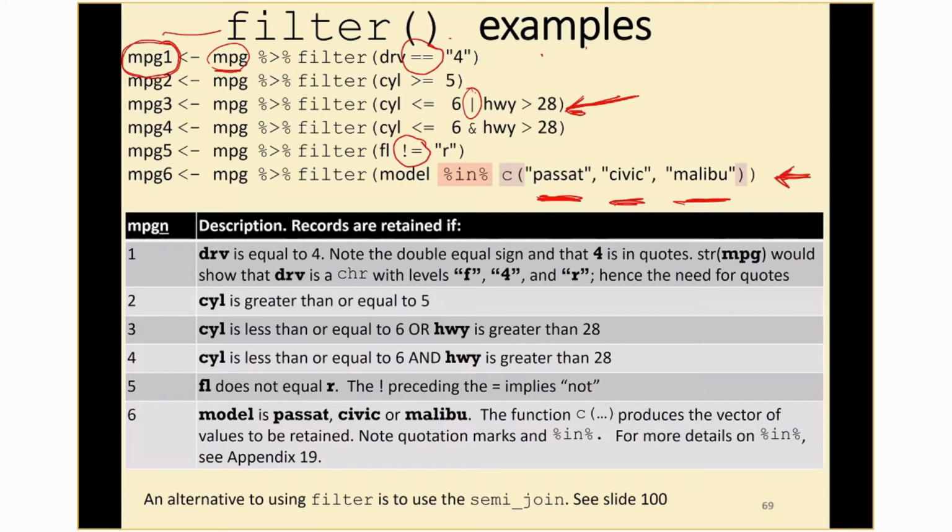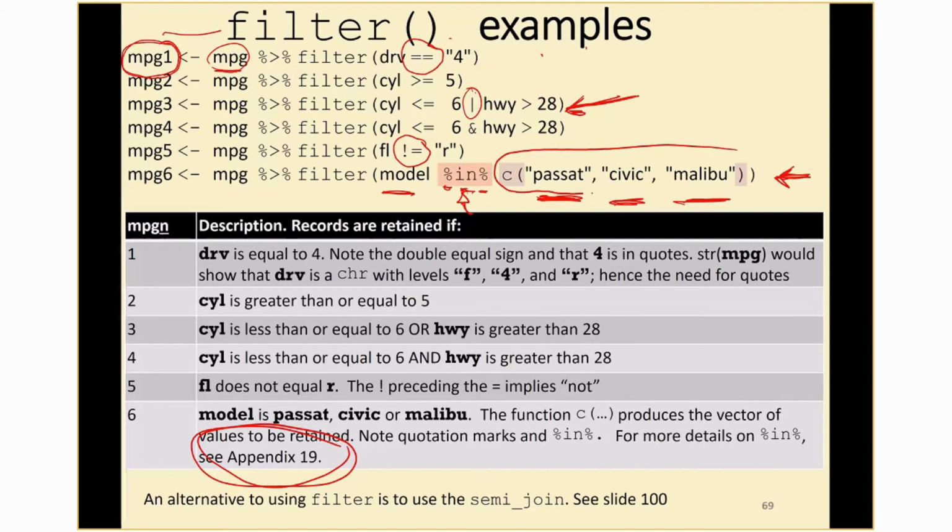If you want to know more about it, you can go to Appendix 19 and you'll get all the gory details. But if you're happy with a recipe, this is what will work. So you've got to filter based on model, and this is a key thing. It's all in Courier, percent in percent.